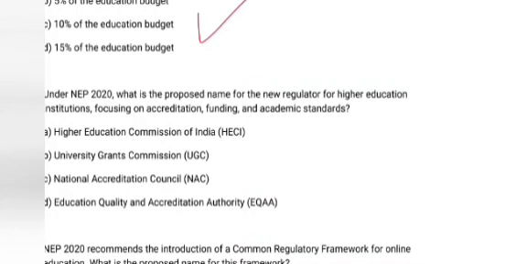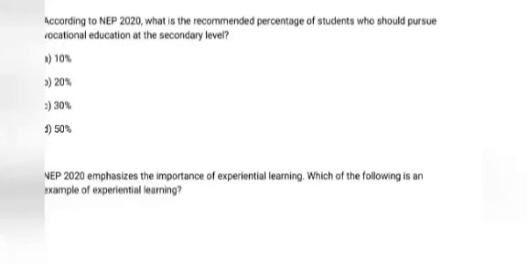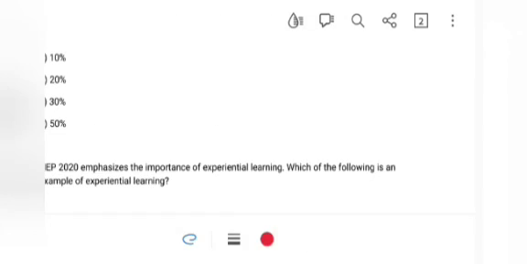Under NEP 2020, what is the proposed name for the new regulator for higher education institutions focusing on accreditation, funding, and academia standards? It will be, we have already discussed, Higher Education Commission of India. Then, according to NEP 2020, what is the recommended percentage of students who should pursue vocational education at the secondary level? It will be 10%.